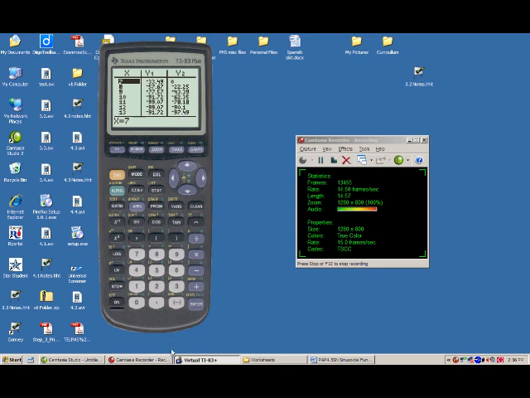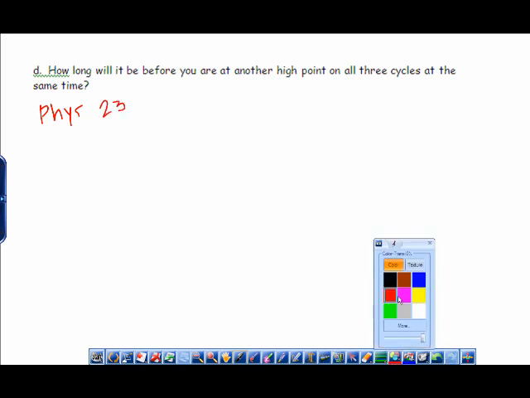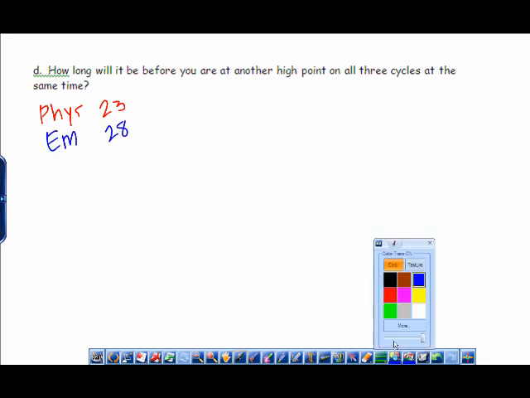So let's think about this a little bit more logically using numbers. Okay, so remember, I'm going to jot this down. Remember that the period for the physical was 23 days. For the emotional, I'm going to keep my color code here because I think it'll help keep them all separate.